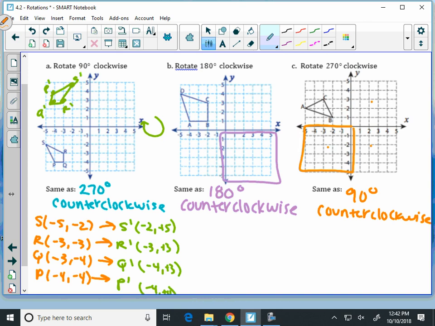Okay. So think whenever you're told to do clockwise, 180 stays the same, but 90 and 270 switch. So if this is 90 clockwise, that's actually 270 counterclockwise. 270 clockwise is actually 90 counter. 180 stays the same though. Okay. Questions over that? Okay. The rest of the time is yours.